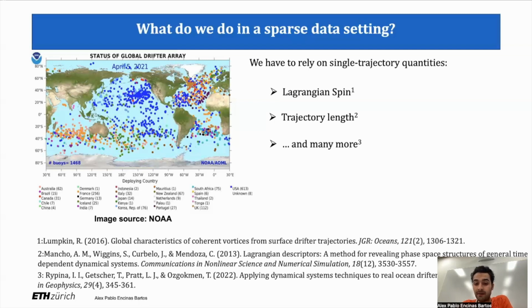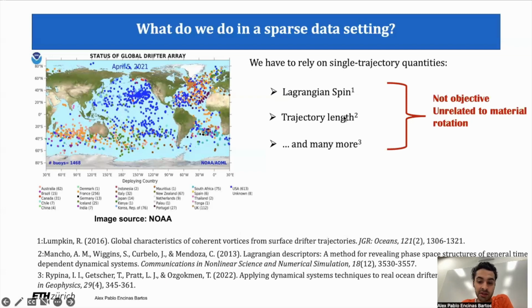Now, the common drawback of these metrics is that features of a single trajectory, and with features I mean, for example, velocity, curvature, acceleration, are inherently non-objective quantities, so these metrics will also be non-objective. And what is worse is that most of these metrics don't have any relation to an underlying physical quantity. So you can ask the question, how is the trajectory length related to features associated to material rotation? Well, there is none. So it's very difficult to tell based on trajectory length of a single drifter whether this drifter is actually in an eddy or not.